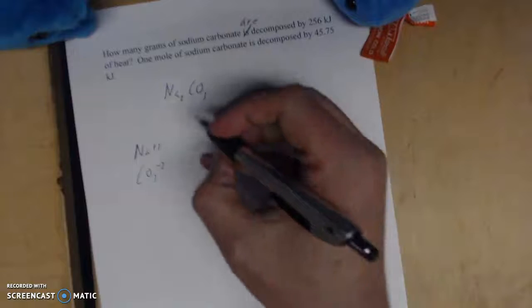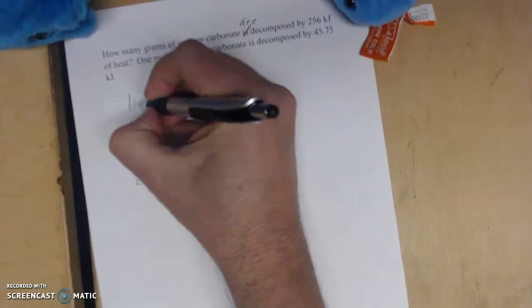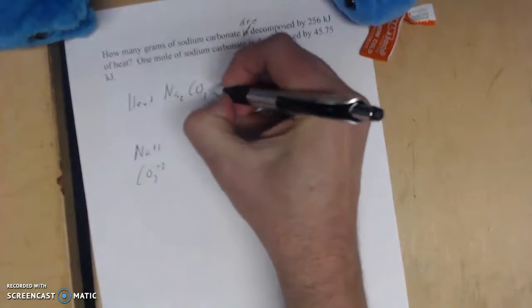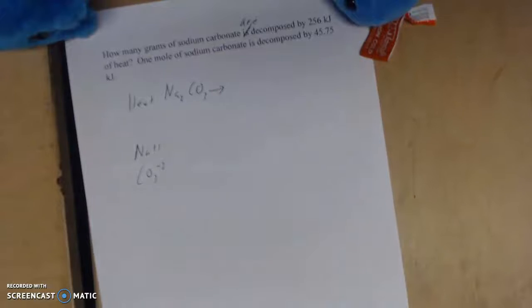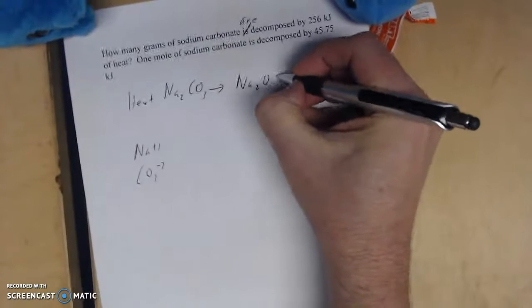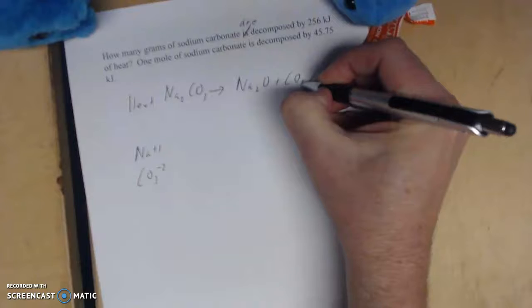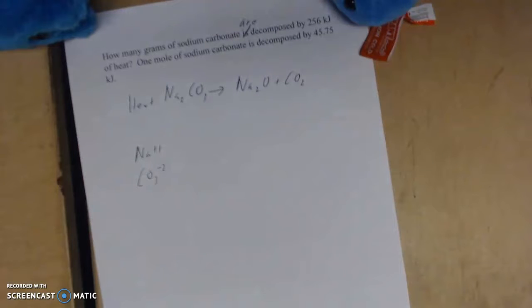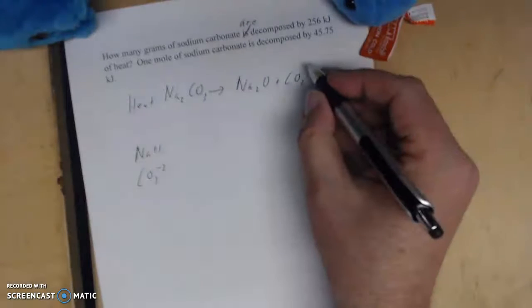And sodium bicarbonate, when it's heated, so we'll put heat here as a reactant, decomposes into sodium oxide, Na2O, and carbon dioxide gas. So we can predict the products there. It's a decomposition reaction.